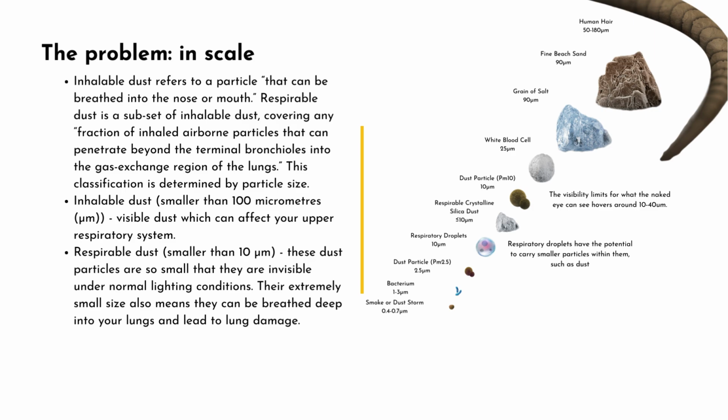Unlike inhalable dust, respirable dust cannot be seen in normal lighting. They are smaller than 10 micrometers in size, and due to that extremely small size, respirable dust particles can stay airborne for a lot longer and can travel deep into the lungs, where over time they can cause a lot of damage. Now, despite these differences in particle size, there is no good amount of dust to have. Exposure to any dust for a prolonged period can be harmful.